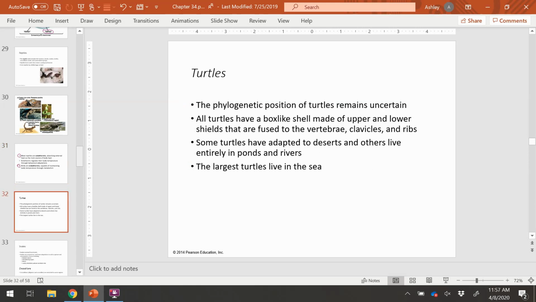And so for the next group here, turtles, their position in terms of the phylogenetic tree is still uncertain, but they're unified by having a shell of upper and lower halves or shields that are fused to their vertebrae, clavicle, and ribs. And so they cannot come out of their shell fully, but they can move their arms, legs, tail, and their head in and out of their shell for protection. The largest ones live in the sea and the marine life, but there are some large tortoises that live on land.